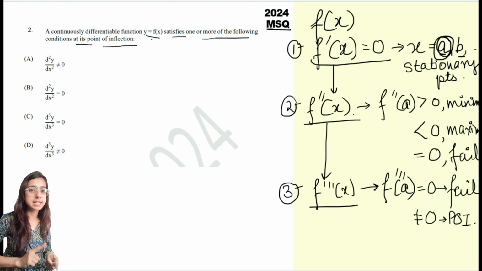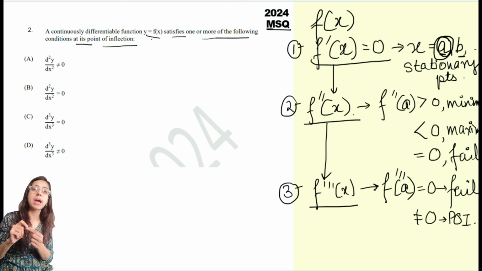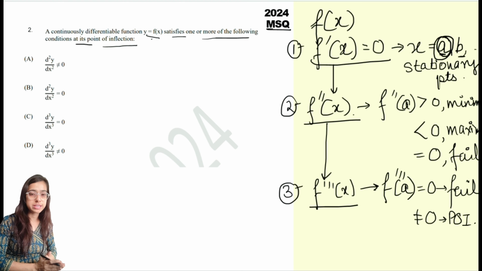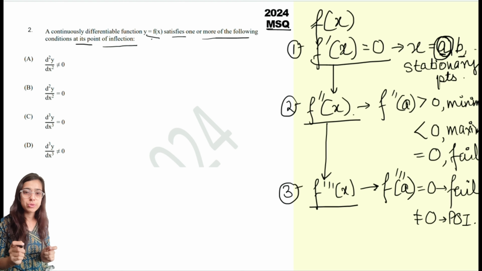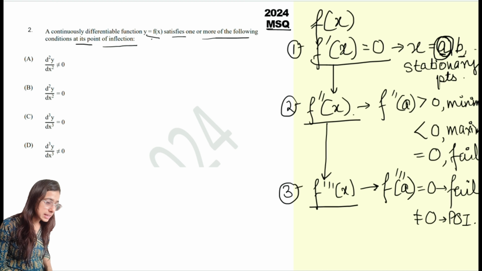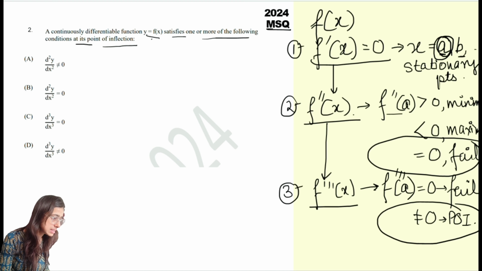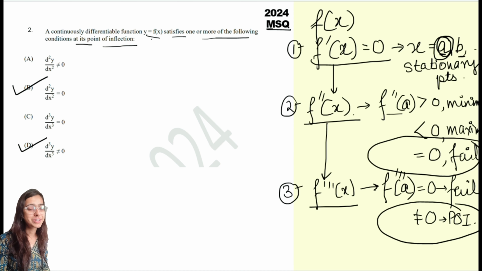F double dash of x can fetch you minima, maxima and the test range, that means there also you will get points of inflection. And in f triple dash of x, if it comes equal to 0 then the test will fail, and if this is not equal to 0 you will get a point of inflection. So we get a point of inflection in one case and a point of inflection in the other case. So let's see, second derivative is 0 in B option and third derivative is not equal to 0 in D option. So B and D are our correct options.